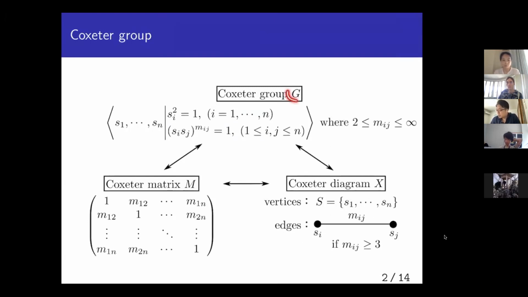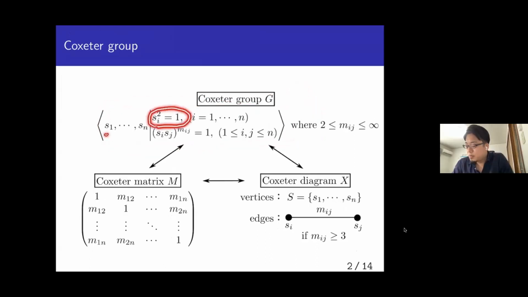A group G is called a Coxeter group if G has the following group presentation. This means that each generator is of order 2, and the product of two generators Si and Sj is of order Mij. Here, if Mij equals infinity, we omit this relation, because Mij equals infinity means that there are no relations between the generators Si and Sj.